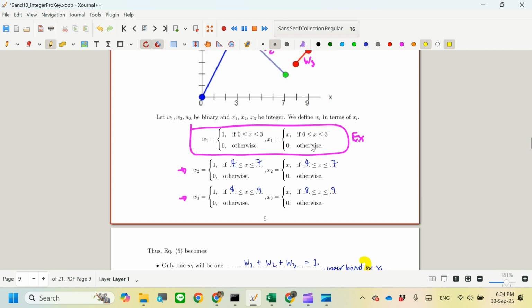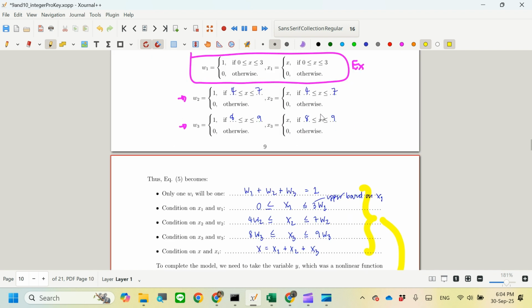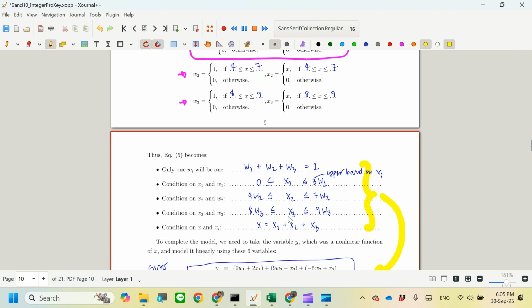And so we are going to modify this piecewise linear function as follows. So only one Wi will be 1. So we can say that the sum of all W equals 1. And we have to have the condition between xi and Wi. So for the first chunk, x1 is between 0 and 3 W1, because if W1 is 0, then x1 is 0. And then x2 is between lower bound times W2 and upper bound times W2. And x3 is between the last piece.